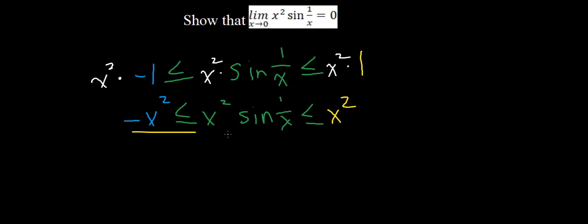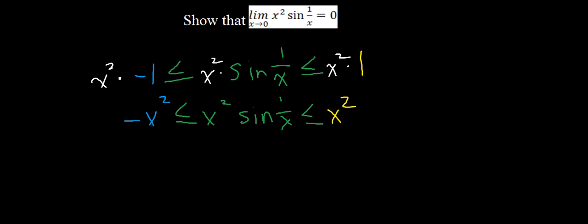Here's the smallest function. Here's the middle function. And here's the biggest function. So if we can prove that the biggest function's limit is equal to the smallest function's limit at 0, then the limit as x approaches 0 of x squared times the sine of 1 over x is going to have to equal 0. So let's try that.